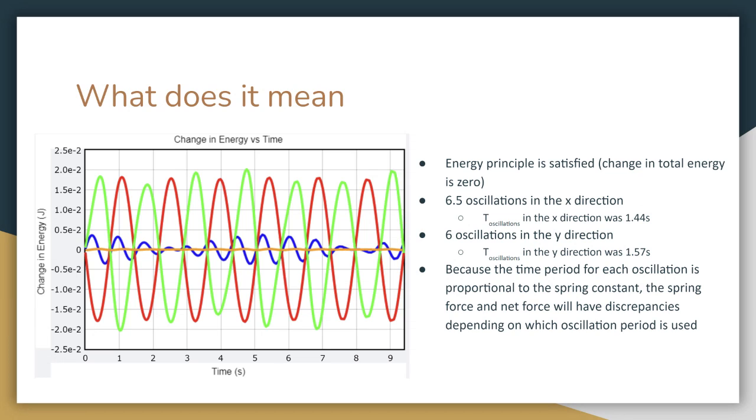And because the time period for each oscillation is proportional to the spring constant, the spring force and the net force will have discrepancies depending on which oscillation period is used. So if this experiment were to be repeated, I might try to average the oscillation period in the x direction and the y direction to maybe 6.25, and maybe that would better match what's actually happening here, because the 6.5 oscillations give a quite different time from the 6 oscillations in the y direction. So that could be something that can be improved in a further experiment.